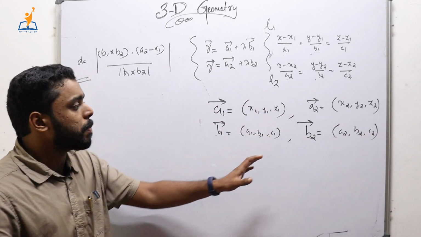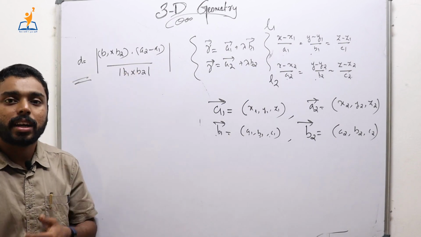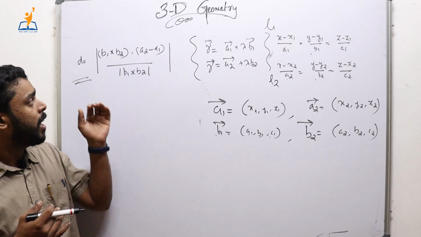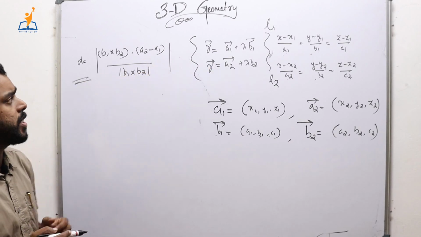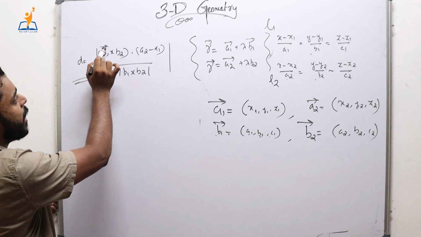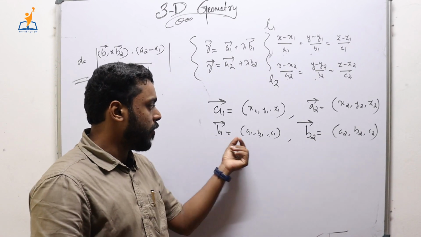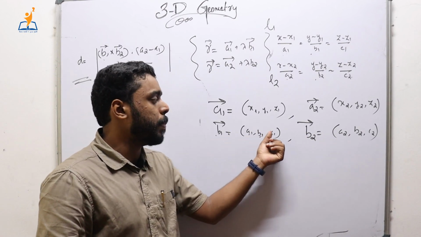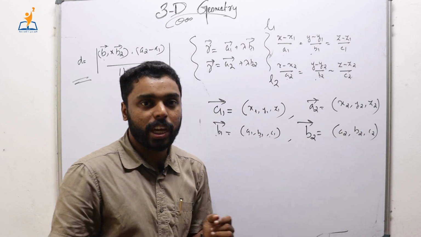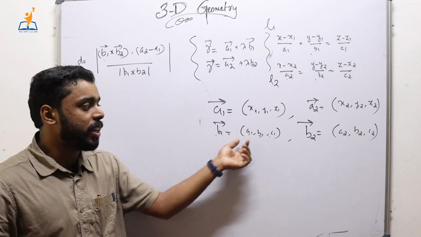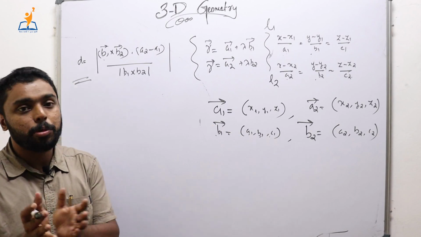Substituting all these values in the shortest distance formula, we can easily arrive at the shortest distance between these two lines in the Cartesian form. We shall just substitute this. First of all, we have to find vector b1 cross vector b2. Vector b1 is a1 i cap plus b1 j cap plus c1 k cap. Vector b2 is a2 i cap plus b2 j cap plus c2 k cap. You know that if we are given the points, the corresponding position vectors of those two points can be obtained like that.